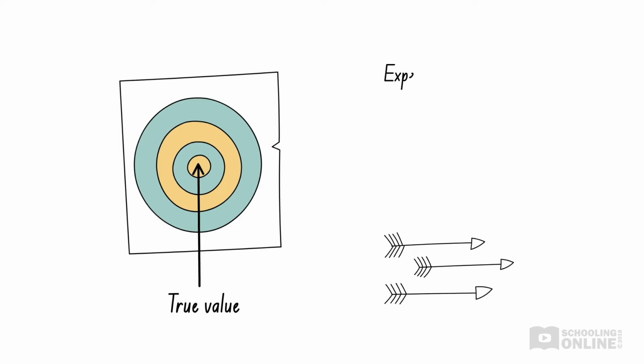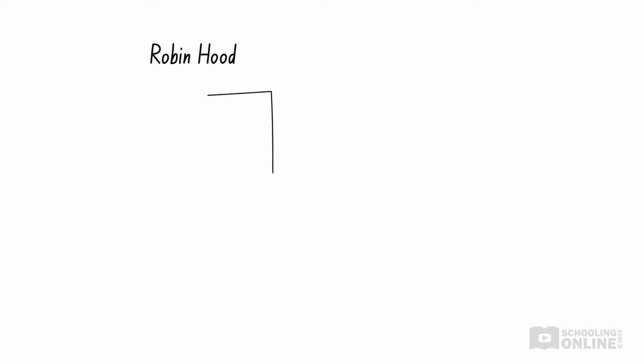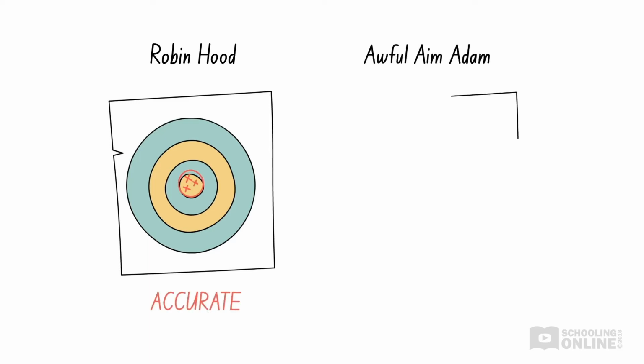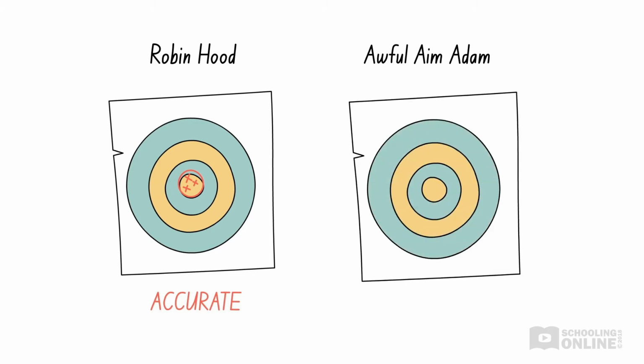This works the same way as accuracy in science. The bullseye represents the true value of what we are trying to measure. The arrows are the experimental data we obtained. If our experimental method is accurate, like Robin Hood, then our results will be, in general, close to the true value. On the contrary, if we are inaccurate, like Awful Aim Adam, then our experimental values will be, overall, far away from the true value.